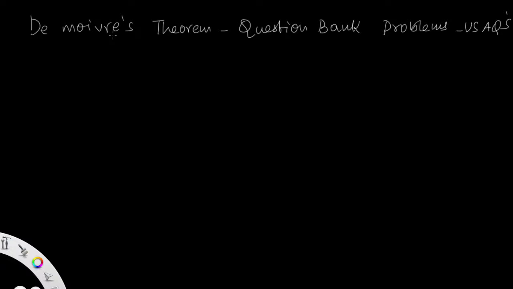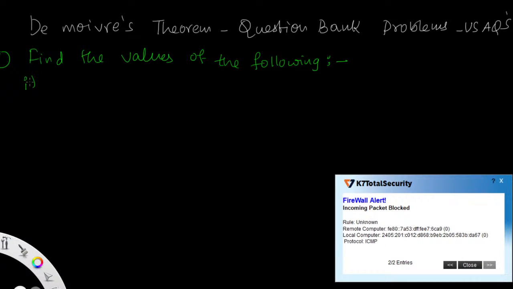Next, first question: find the values of the following. Question number 1. There are 4 bits.